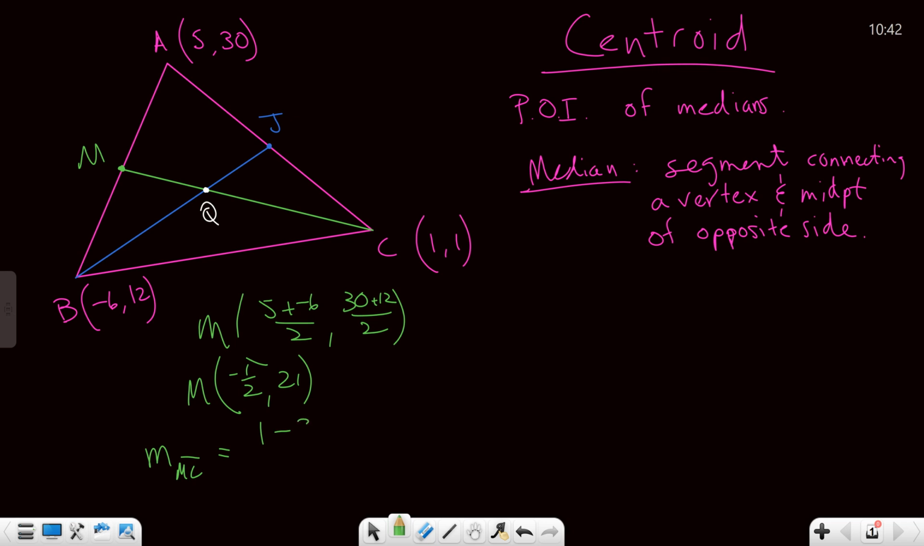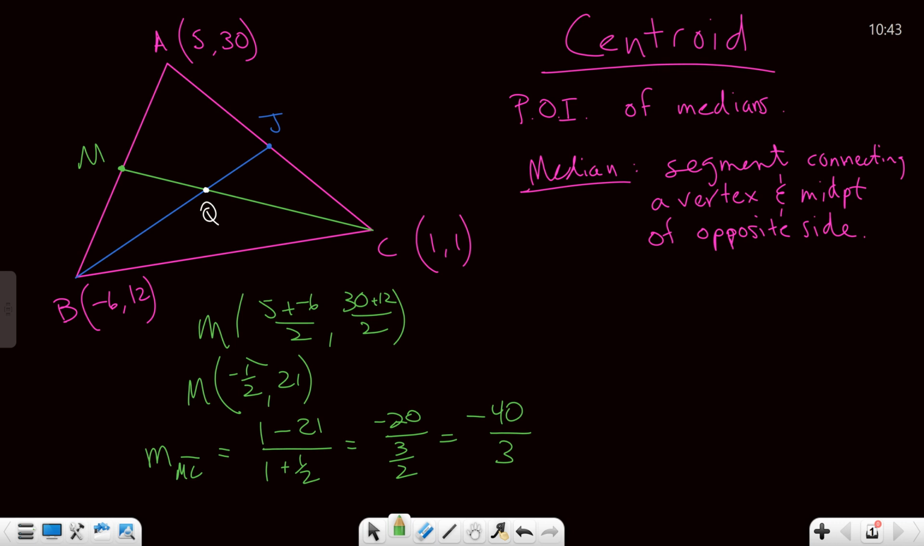1 minus 21 over 1 plus 1/2 is -20 over 3/2. Okay. Now let's talk about how to handle fractions within fractions. One way to do it is to just type it into your calculator: -20 divided by parentheses, 3 divided by 2, close parentheses. Convert it back to a fraction. However, you should also know that dividing by a fraction is the same thing as multiplying by the reciprocal. So dividing by 3/2 is the same thing as multiplying by 2/3, and we get -40 over 3.